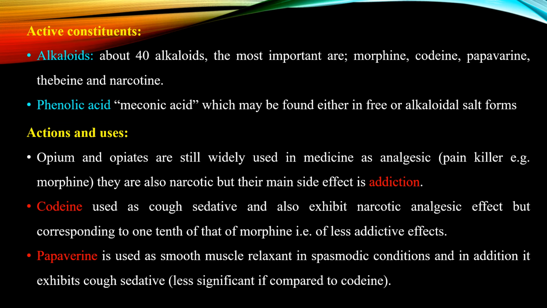Uses of opium: used as a strong analgesic or painkiller, especially in cases of tumor and orthopedic manifestation. The main adverse effect of analgesic use of the opium alkaloids is addiction liability. Codeine has a cough sedative effect, used as a cough suppressant in dry non-productive cough. Papaverine has a smooth muscle relaxant effect in severe spasm and in surgical operation. It also has a cough sedative effect, but is less active than codeine.